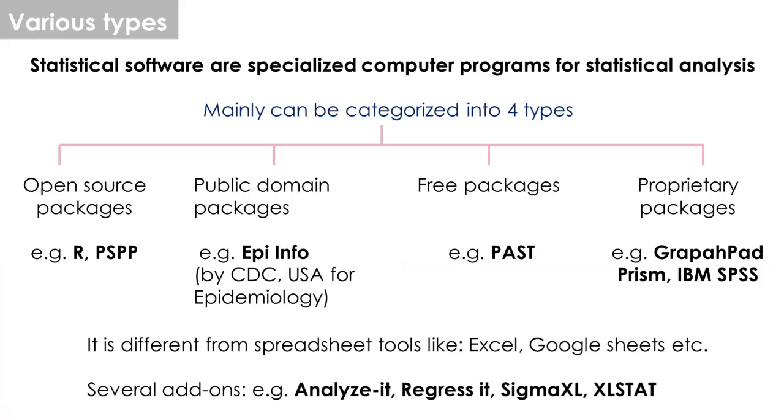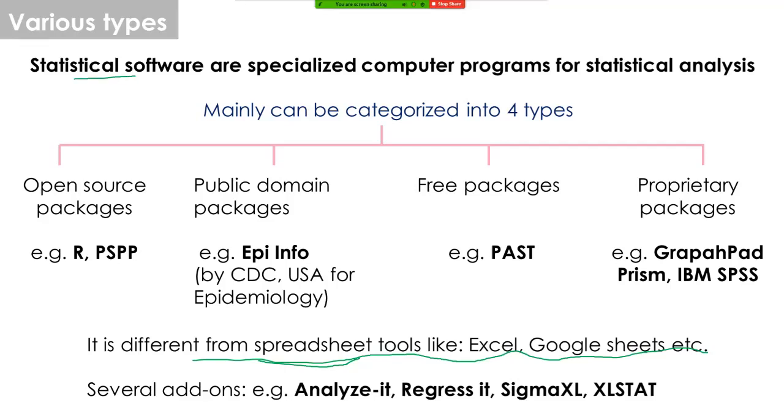So, statistical software are specialized computer programs mainly meant to do statistical analysis. It is different from the spreadsheet which we generally use in our day-to-day lab, for example Excel or Google Sheet, in that statistical software is meant to conduct or run statistical tests based on mathematical models or formulas, whereas the main aim of the spreadsheet is to put the data together so that you can have a clear look, and apart from that you have a number of functions that also include statistical analysis.